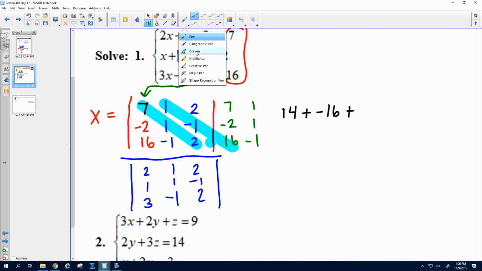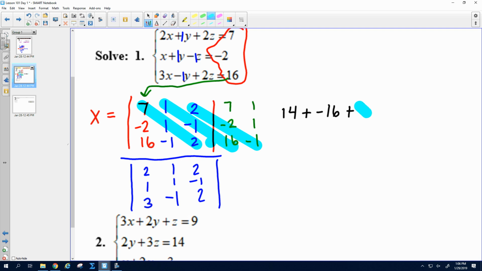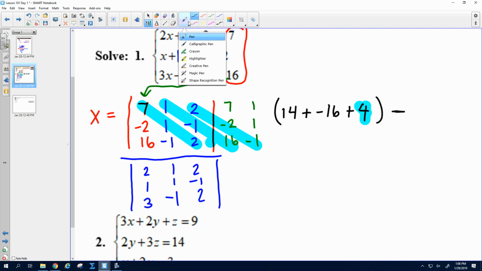Plus, now I'm going to go down the next one. 2 times negative 2 times negative 1. And that is a positive 4. Wow, I just wrote in highlighter. All right. And then you got to remember we subtract going the other direction. So let's see if I can get a different color highlighter now. I'm going to go this way. 16 times 1 times 2. What do we get for that? Yep, 32.